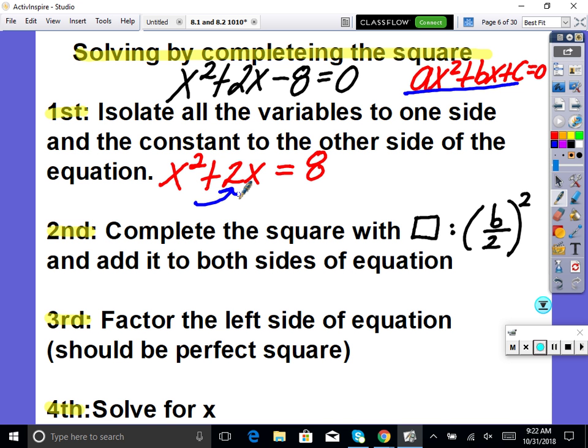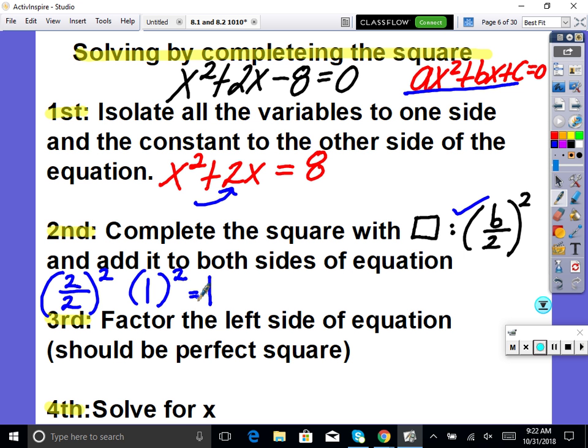So that's what we do. This is something you just have to have memorized. That's what completes the square: b divided by 2 squared. So we do 2 divided by 2 squared. I show my work, there's a reason. 2 divided by 2 is 1. So we have 1 squared, which is 1, right? That's the value that completes the square.